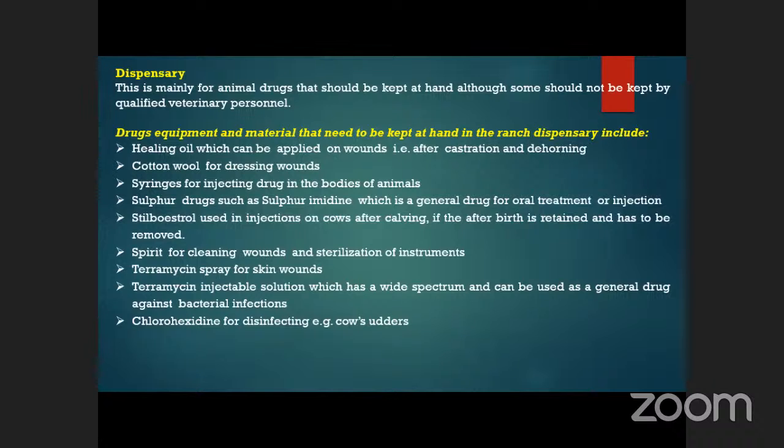It's also an injectable solution which has a wide spectrum. It heals very many other diseases, especially the ones caused by bacteria. And then chlorhexidine for disinfecting. These words may not need you to grasp them so much, but you should have knowledge of them, because you cannot just go to the hospital and say, I want Panadol. They will ask you which component Panadol is made up of, because you also have headaches. If a headache drug has the same component as Panadol, it qualifies to heal your disease.